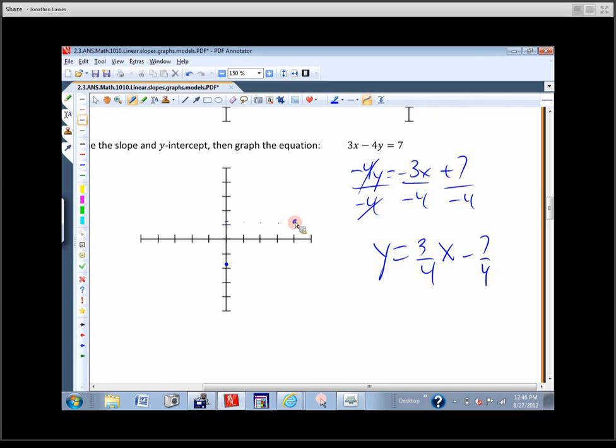Now, if you've got something like this, really, how many points do you need to graph to get the line right? Do you need to do 3 or 4 or 5? If you do it correctly, 2 points will work. So here's the right line.